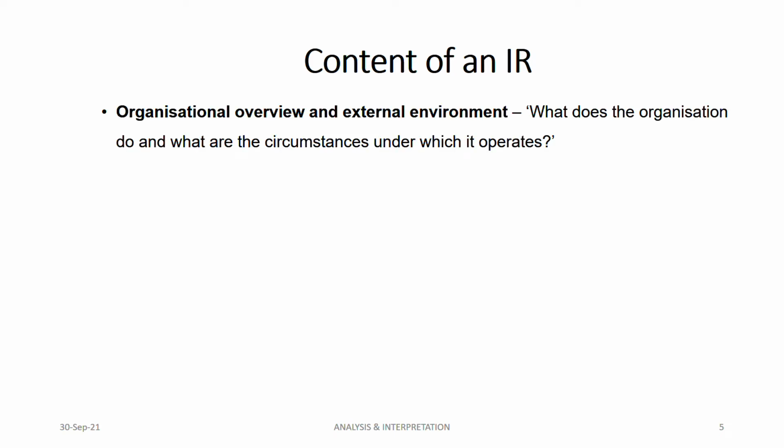So let's start. It should include organizational overview and external environment. Meaning, what does the organization do? For example, I am selling, let's say, laptops. So you have to mention this organization is into selling laptops. That's what my organization does. That is my organizational overview. And what are the circumstances under which it operates? External environment. Is it a regulated sector, unregulated sector? Is it a monopoly, oligopoly? What is it? Is it a competitive market or not, all those things.